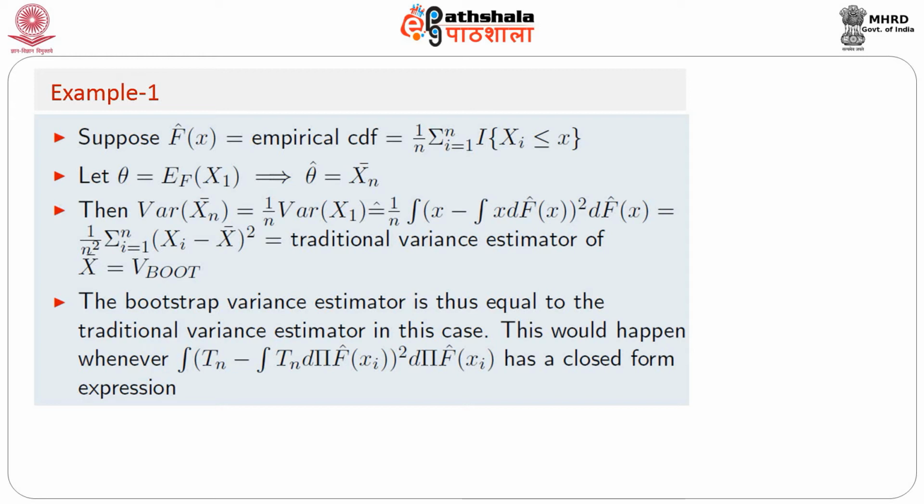So, what is an empirical CDF? It is F hat(x) equals 1 by n summation i runs from 1 to n of the indicator of whether xi is less than or equal to x. Then, if theta is the expectation under F of x1, so theta hat is xn bar, the variance of xn bar comes out to be 1 by n times the variance of xi, which is approximately 1 by n times the integral of (x minus the integral of x dF hat) squared, dF hat(x), and that when computed comes out to be the traditional variance estimator of x bar. So the bootstrap variance estimator is equal to the traditional variance estimator if we consider F hat to be the empirical CDF.